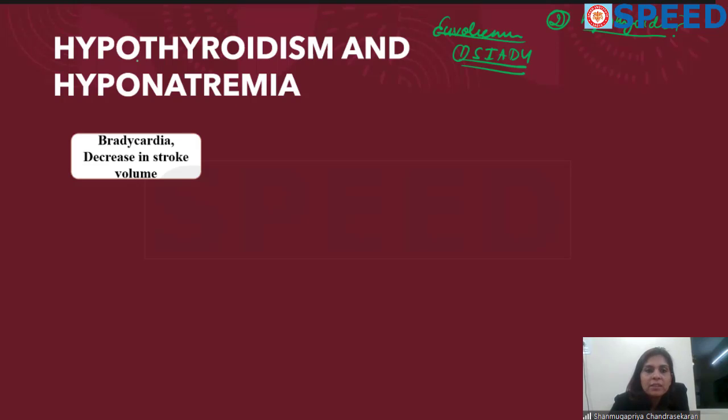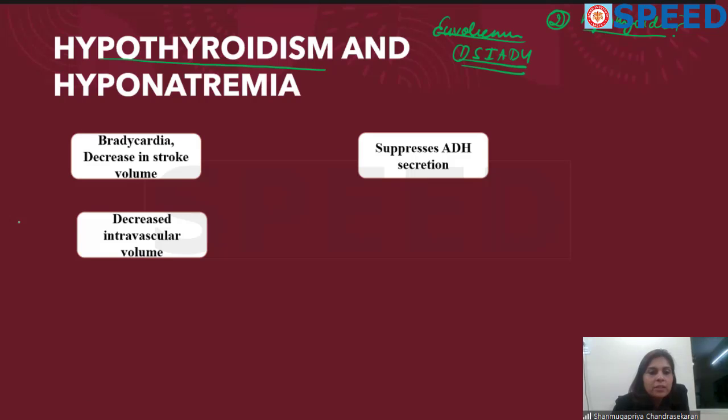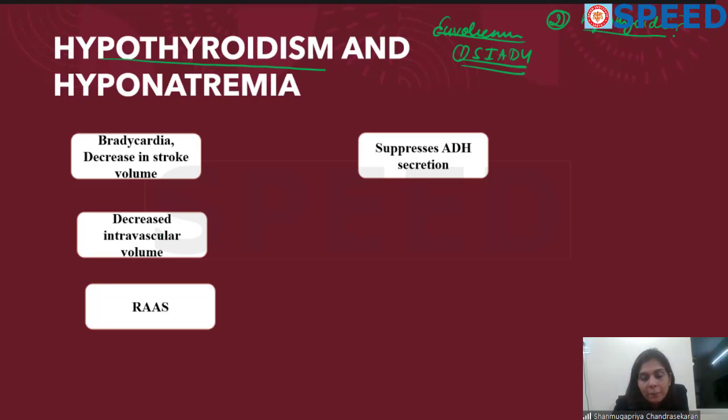And apart from this, thyroxine is found to suppress vasopressin secretion. So in hypothyroidism, there is a decrease in the intravascular volume, and we know the story from here. Whenever there is a decrease in intravascular volume, the renin-angiotensin system gets activated.